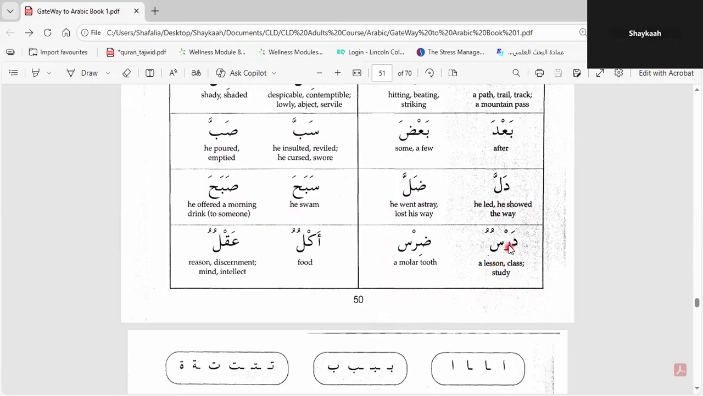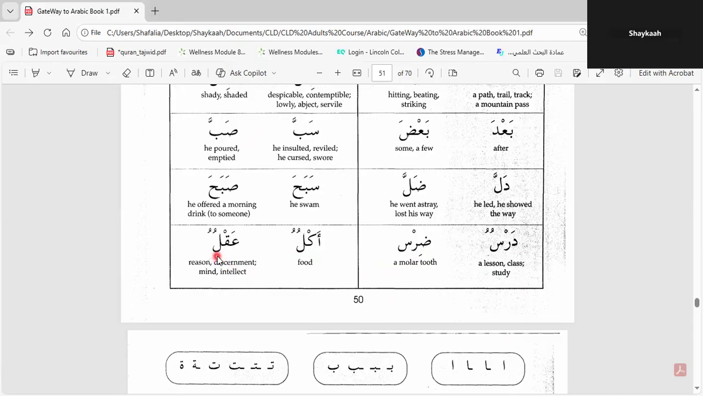Dar, dar. Ra has sukoon, sakin. Darsun, dirsun. Ek, eklun, ak, aklun.